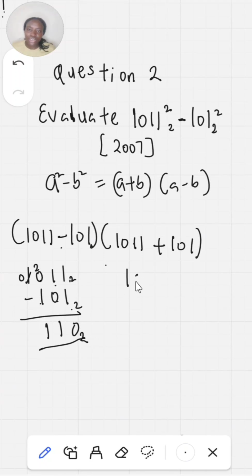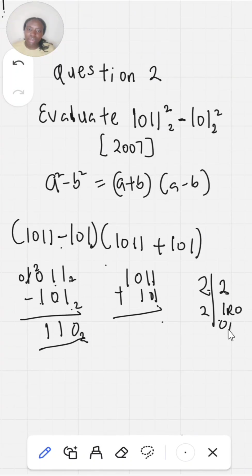Now we go to the addition. 1011 plus 101. 1 plus 1 is 2. You come to the side and convert it to base 2. 2 into 2 is 1, remainder 0. 2 into 1 is 0, remainder 1. You read from down to up. So you have 10. So 2 in base 2 is 10.